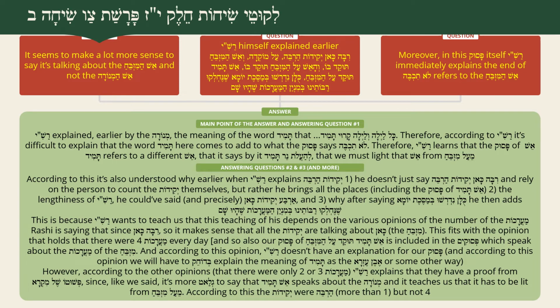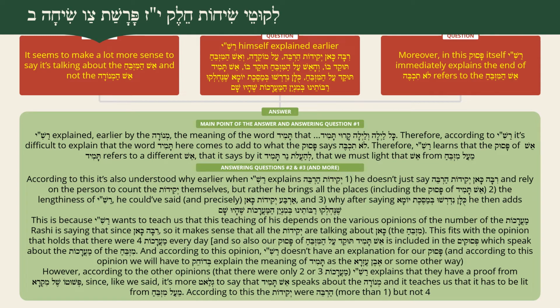Number 1, he doesn't just say Ribakan Yekidus Harbe and rely on the person to count the Yekidus themselves, but rather he brings all the places, including our pasuk of Eish Tamid. Number 2, we could understand the lengthiness of Rashi, because Rashi could have said Arbe Yekidus Kan, which is much more clear and precise. And number 3, we could understand why after saying Kula Nidrushu b'Maseches Yema, he then adds Shenechaluku Rabbeinu b'Minin HaMarachas Shahayusham. The Rabbeinu argue about the number of fires that were on the Mizbeach. Why does he add this?